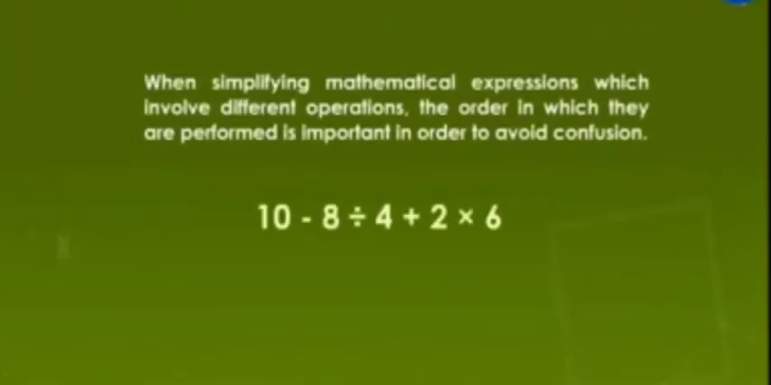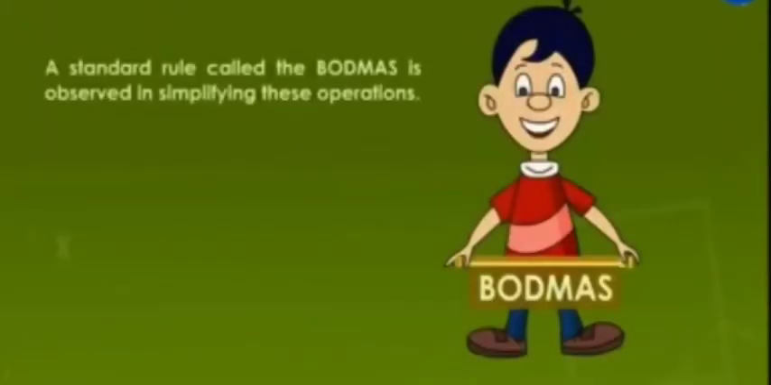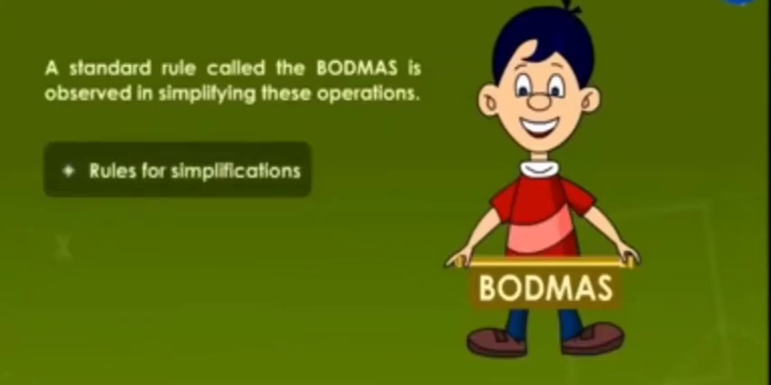So children, in simplification, when simplifying mathematical operations which involve different operations, the order in which they are performed is important in order to avoid confusion. So children, for that a standard rule called BODMAS is observed in simplifying these operations. In this chapter, we shall learn about rules for simplification.